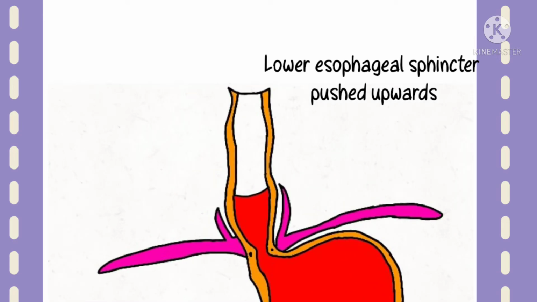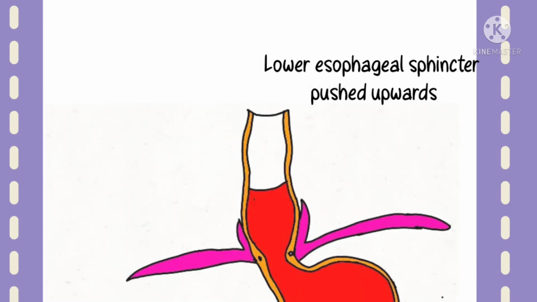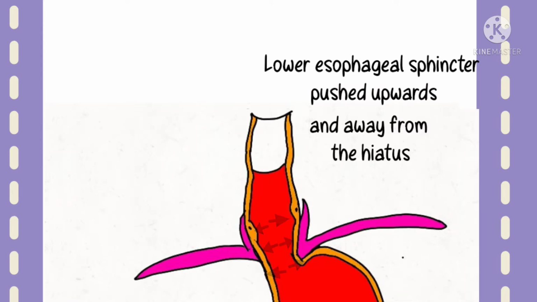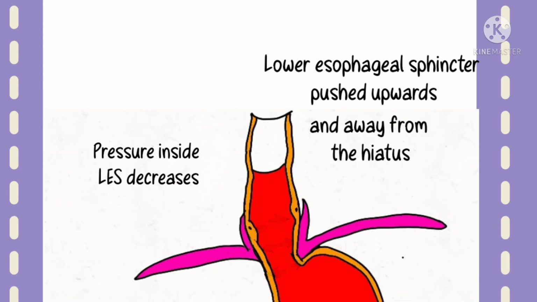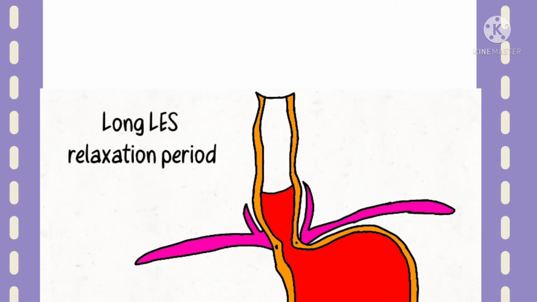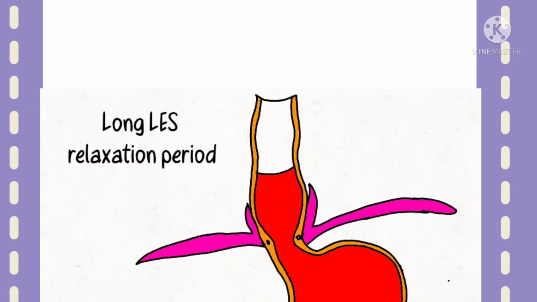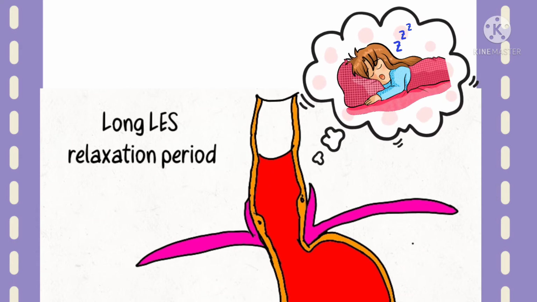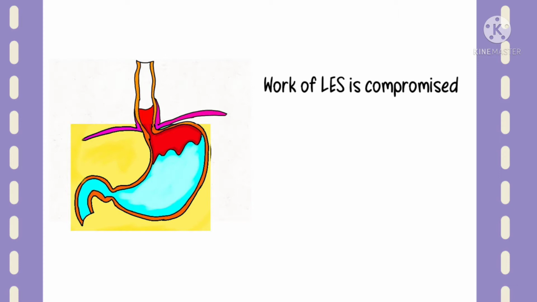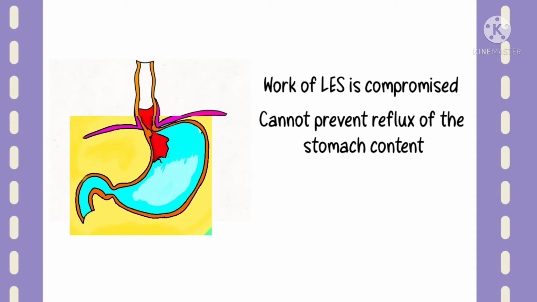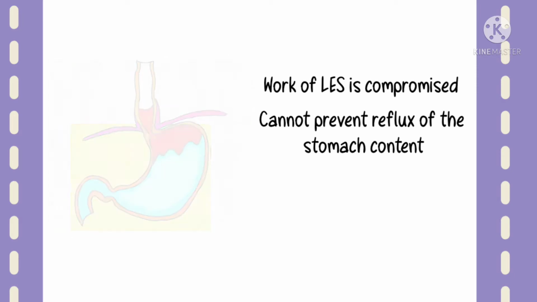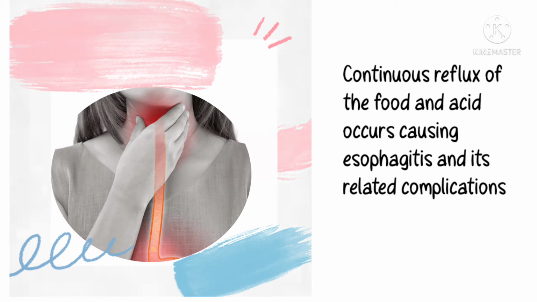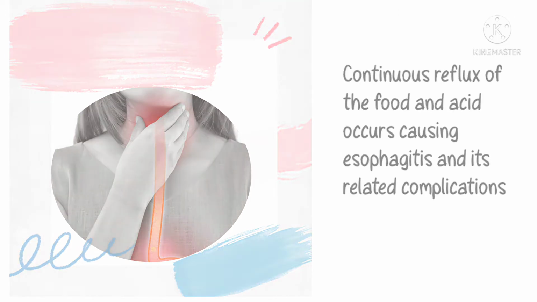Since the lower esophageal sphincter is also pushed upwards and away from the hiatus, the pressure inside the lower esophageal sphincter decreases, and there is also a longer period of LES relaxation, especially at night time. Thus, the work of the lower esophageal sphincter is compromised and it cannot prevent the reflux of stomach content into the esophagus. Thus, there is continuous reflux of the stomach content and also the acid, which causes esophagitis and its related complications in the patient.